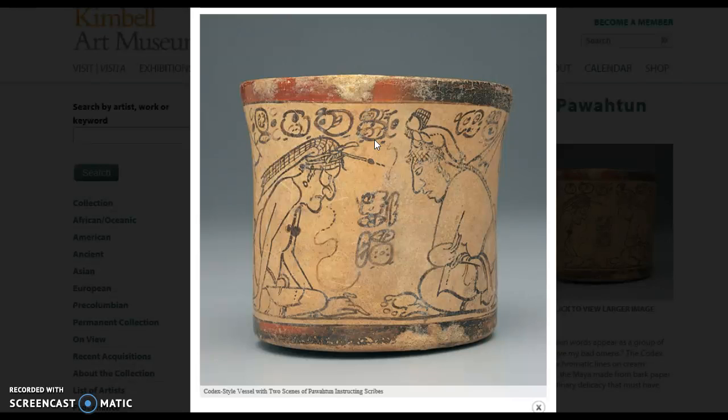The Codex style takes its name from a small group of vessels, painted with scenes of great realism, and the use of monochromatic lines. The Codex style of ceramics gives an idea of the high elegance and the extraordinary delicacy that went into the Maya books.